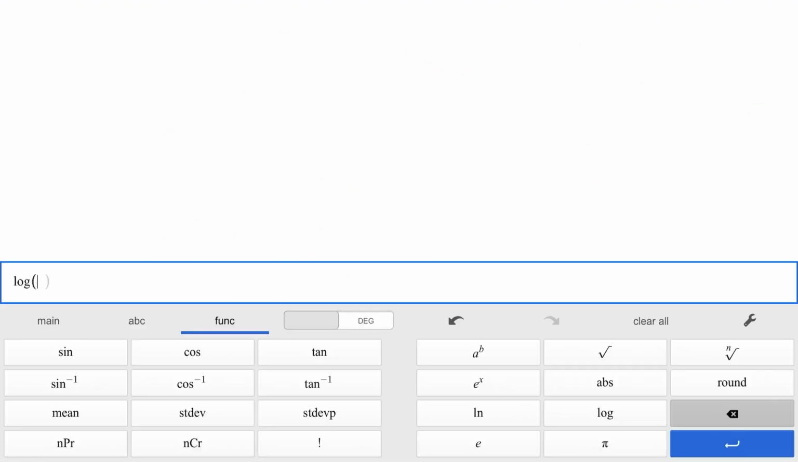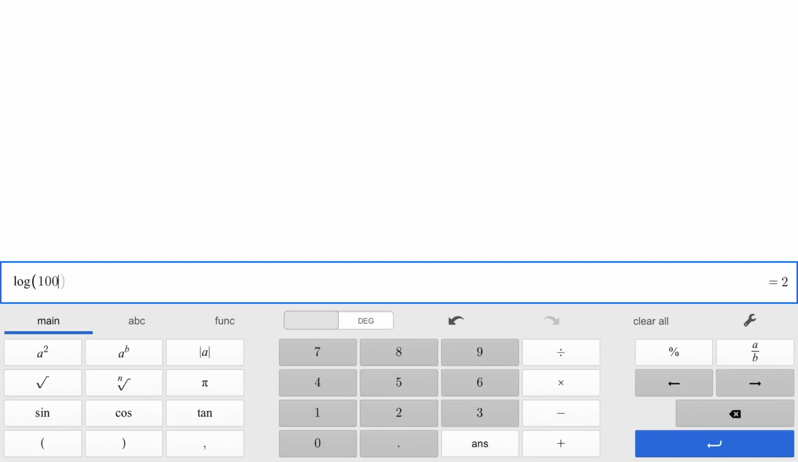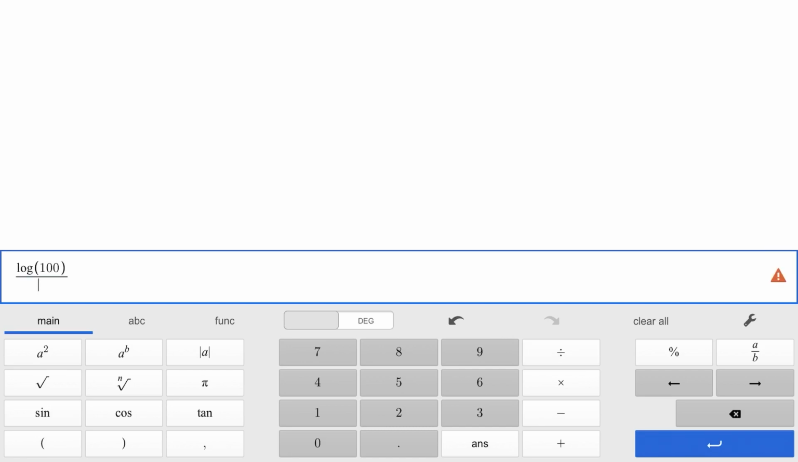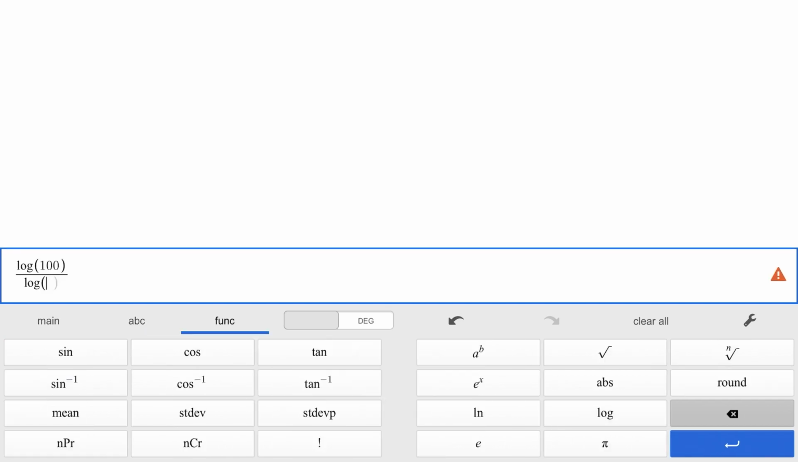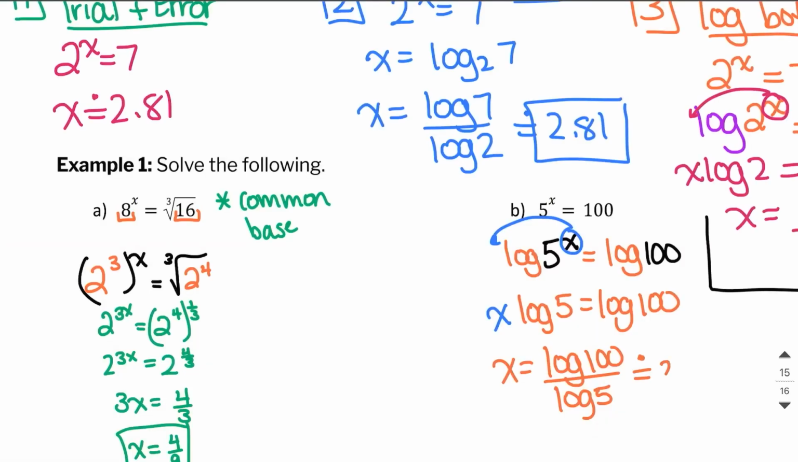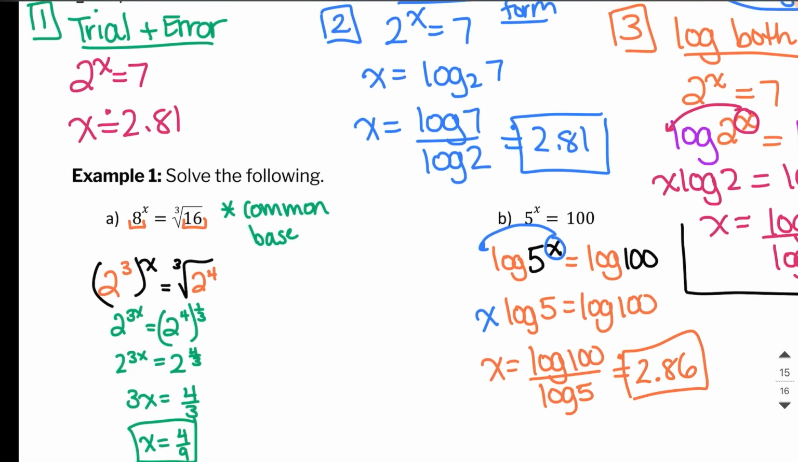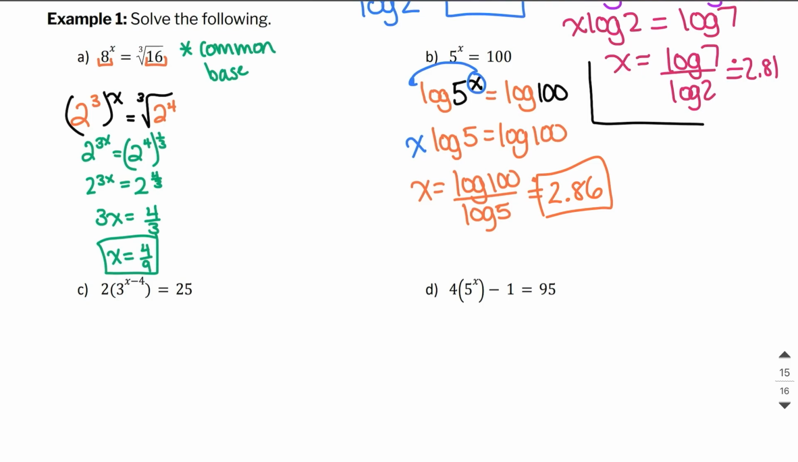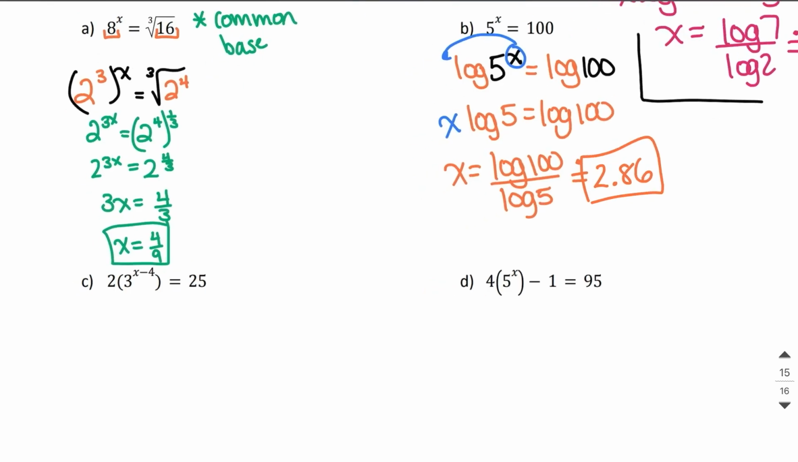So here I'll put in log of 100, which interestingly enough gives me a perfect, nice, even number, because remember, log of 100 is going to have to be 2 because 10 to the power of 2 is 100. But then once I divide that by the log of 5, it's not nice and pretty anymore. So I get approximately 2.86. So here I can say it's about 2.86. Okay, cool. Let's take a look at the next example that we have here.